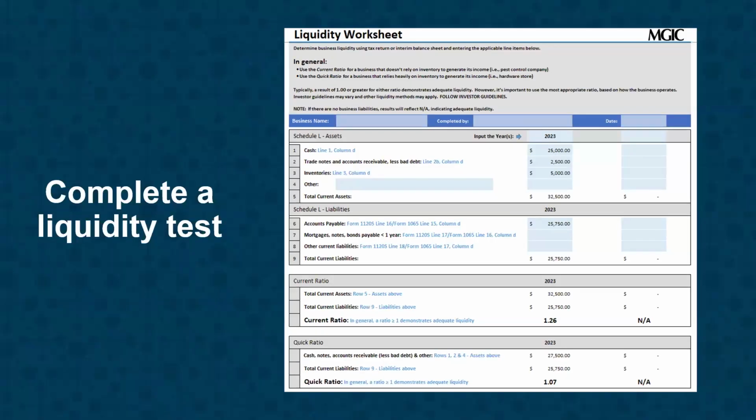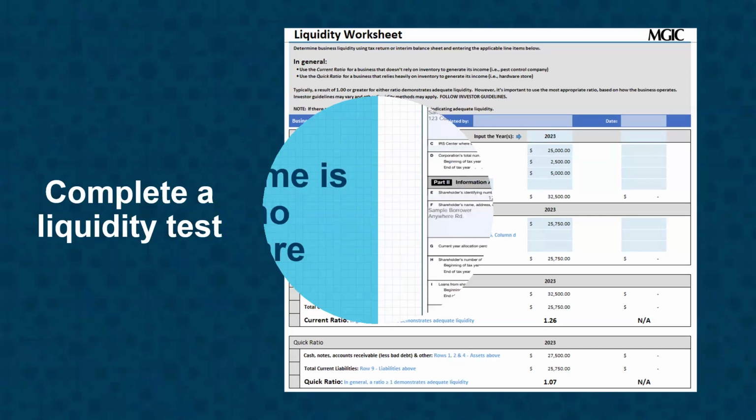If we need to use all of the ordinary income, we would need to conduct a liquidity test by reviewing Schedule L of the business returns, which is the balance sheet at the end of the year. Our MGIC liquidity worksheet will guide you through what lines to review and will calculate both the current ratio and the quick ratio for you. In our case, both of the ratios are over 1, and therefore we have proven liquidity. We can proceed with using the entire ordinary income of $52,500. We will discuss liquidity in further detail in an upcoming video.